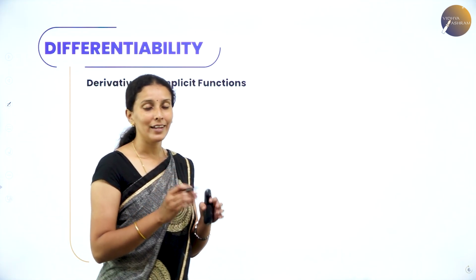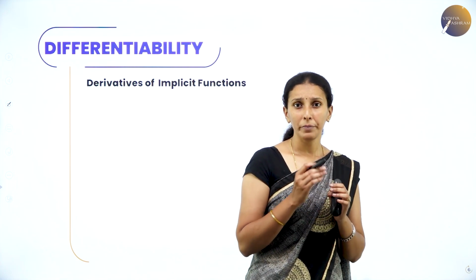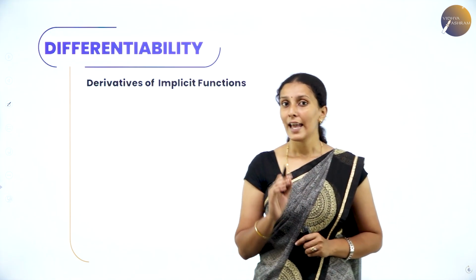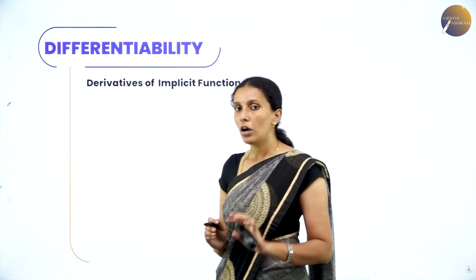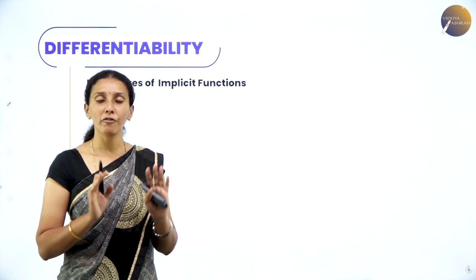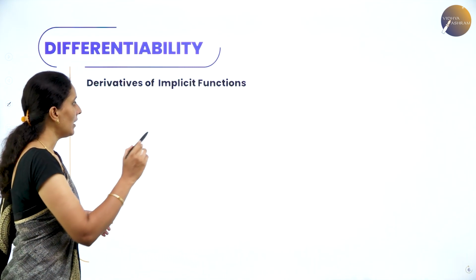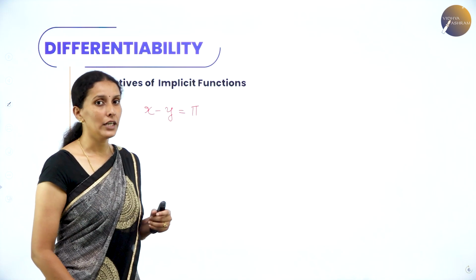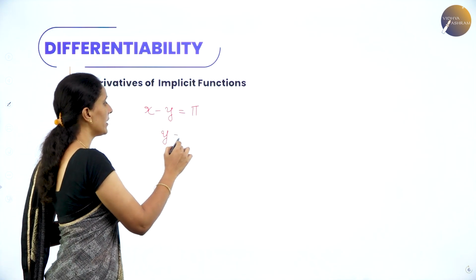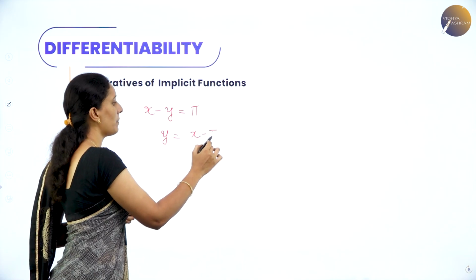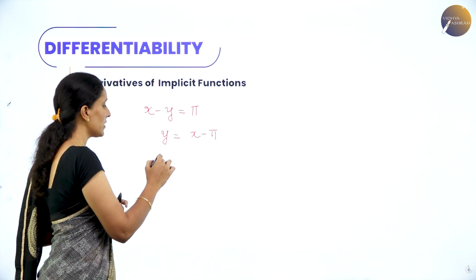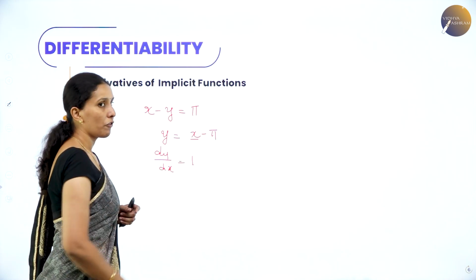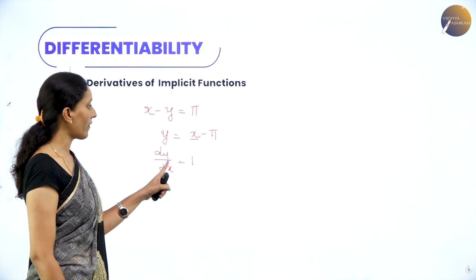The next one is the derivative of an implicit function. What do you mean by implicit function? Before going to that, let me explain the explicit function. We have come across functions in the form y is equal to f of x only. For example, if I say x minus y is equal to pi, you convert it to y is equal to x minus pi. Then you derive it, so dy by dx is equal to 1, since the derivative of x is 1 and the derivative of a constant is 0.